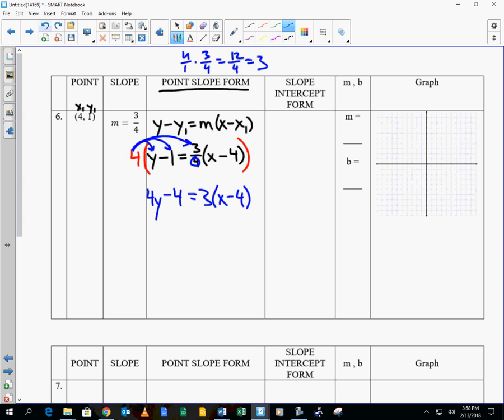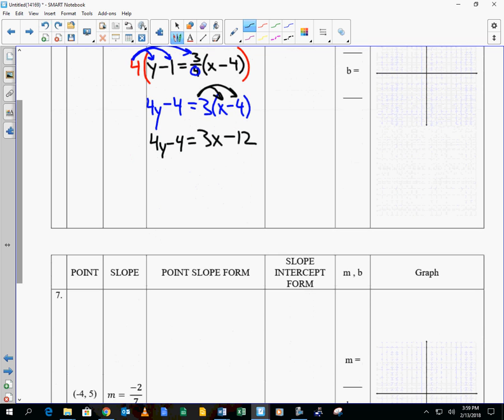You might be wondering why you don't multiply it all the way through to this part. We're going to do that with the 3 eventually, so we don't want to do it twice. All right. Let's distribute 3 times x and 3 times 4. So 4y minus 4 equals 3 times x is 3x, 3 times 4 is 12.